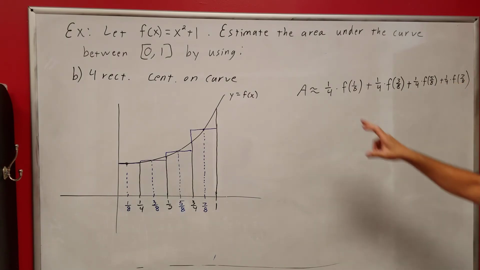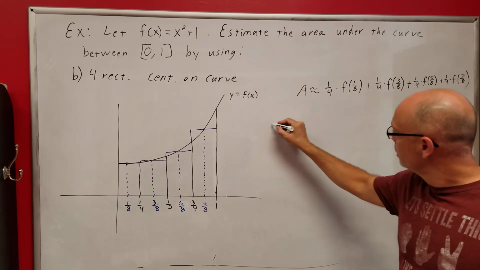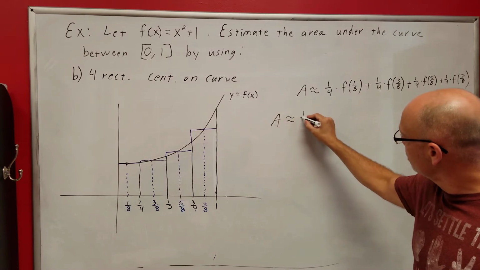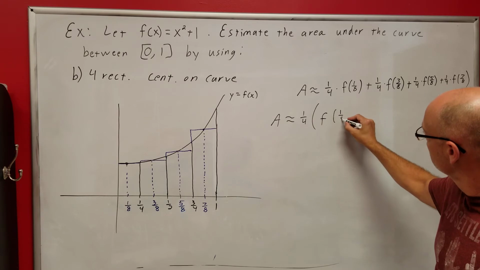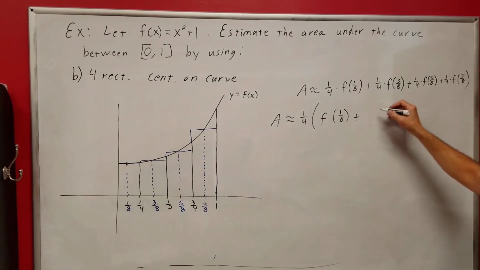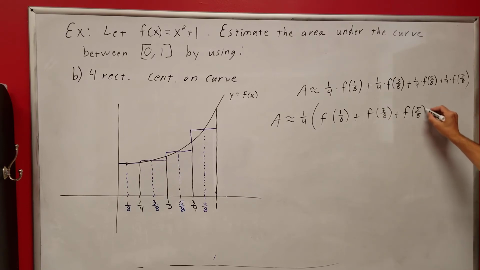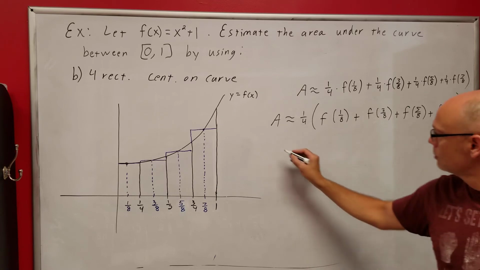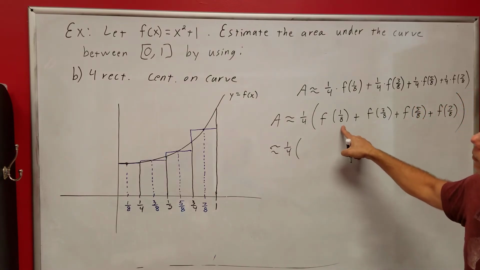All right, now I can factor a 1/4 out of all these terms here. So if I factor a 1/4 out, what am I left with? f of 1/8 plus f of 3/8, just to make it a little neater, plus f of 5/8 plus f of 7/8, right? So that's approximately 1/4 times, what's f at 1/8?